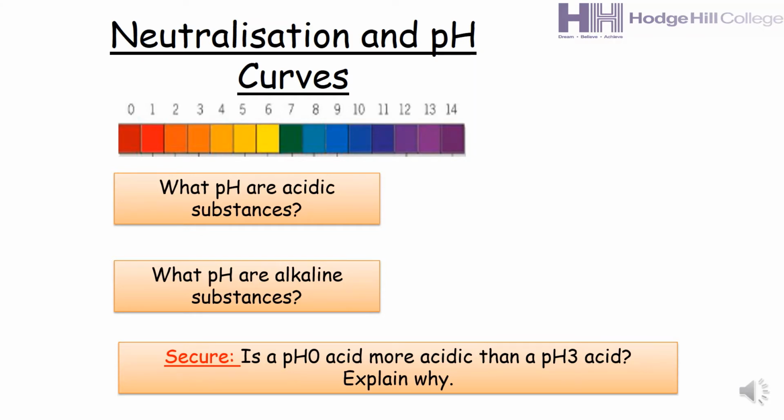If we just move on to the challenge at the bottom: is a pH 0 acid more acidic than a pH 3 acid? Explain why. So the answer is yes, a pH 0 acid is more acidic than a pH 3 acid. The reason why is a pH 0 acid would contain a higher concentration of H plus ions. pH 3 would contain a lower concentration of H plus ions. Hence the reason pH 0 acid is more acidic than a pH 3 acid. So that would be worth a couple of marks in the exam if that was to come up.